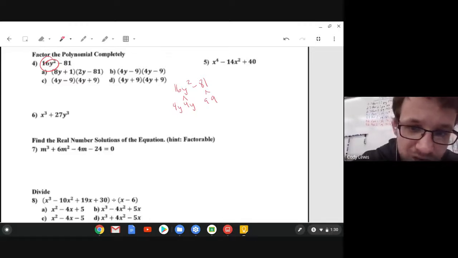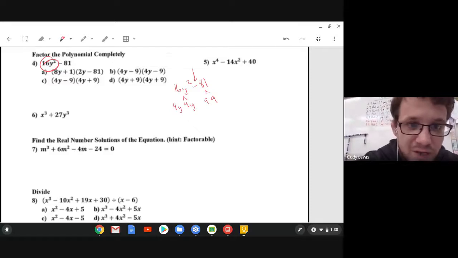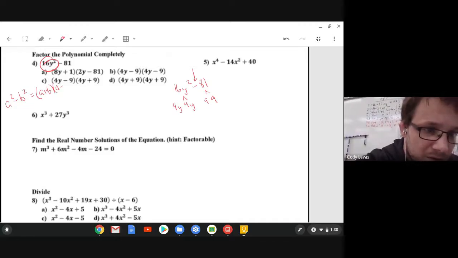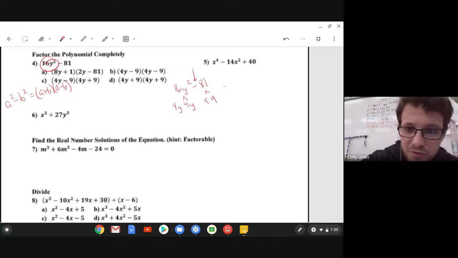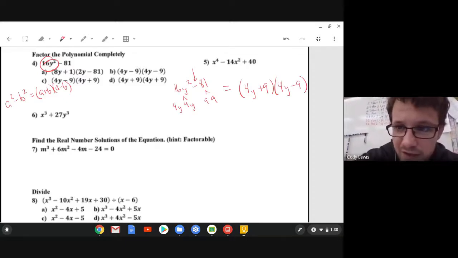So remember, that rule says if they're both perfect squares, which they are, and there's a minus sign, we get to use this little formula that looks like this. It's a squared minus b squared equals, in parentheses, a plus b, a minus b. So I'm just going to rewrite this as 2 sets of parentheses, 4y plus 9, 4y minus 9, and I'm done.